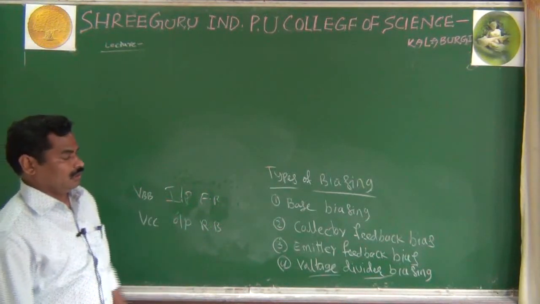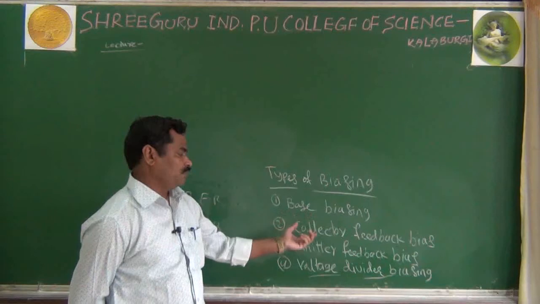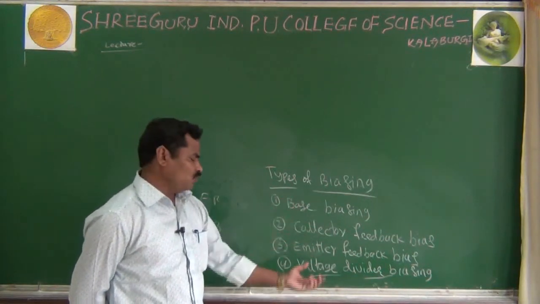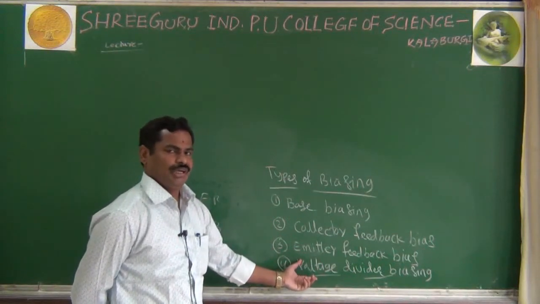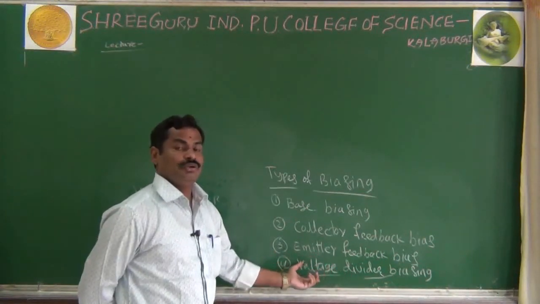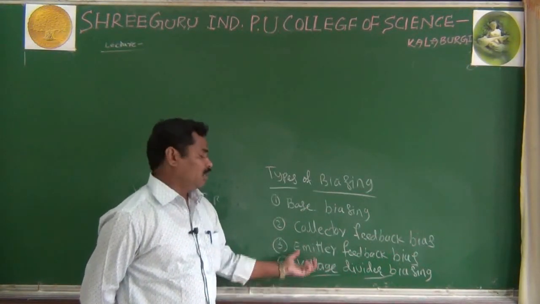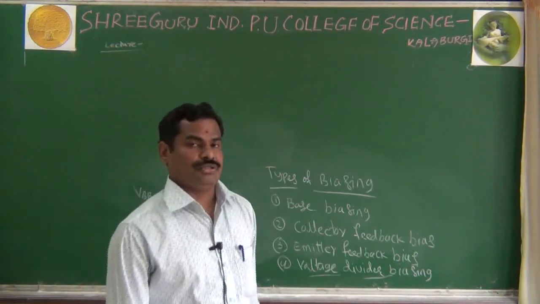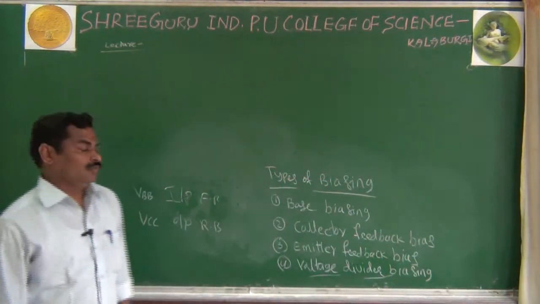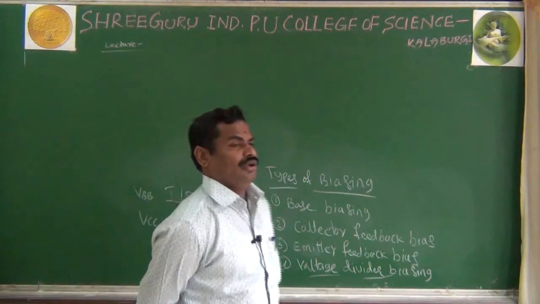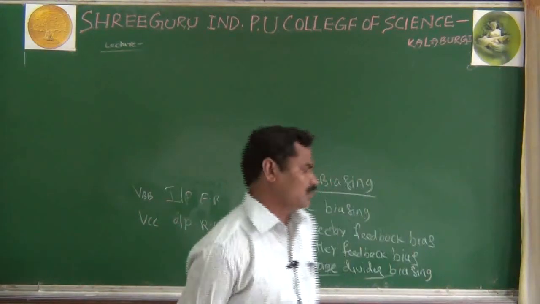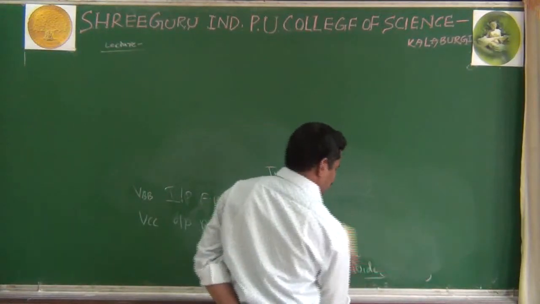You study base biasing, collector feedback biasing, and emitter feedback biasing in higher classes, but for second year PUC electronics, you have only the voltage divider biasing in the syllabus. You study it in detail. First you go for the circuit analysis, and then for the importance of voltage divider biasing. Why do we give more importance to voltage divider biasing?